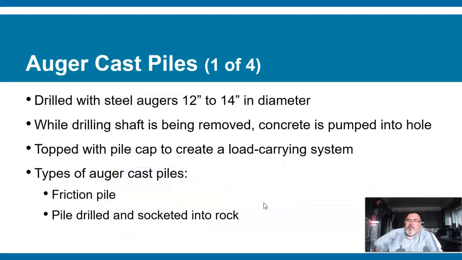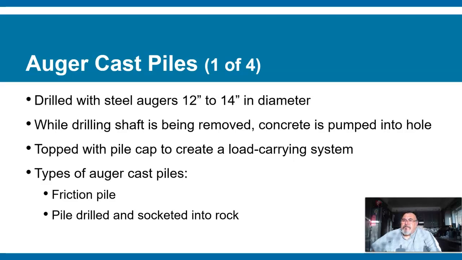And auger cast piles. They're drilled with an auger. So an auger is a drill bit for dirt. And they can do 12 inches to 14 inches in diameter. While the drilling shaft is being removed, concrete is pumped into the hole. Top with the pile cap to create a load carrying system. So it's just saying when you pull the dirt out, then you can pump concrete into the hole.